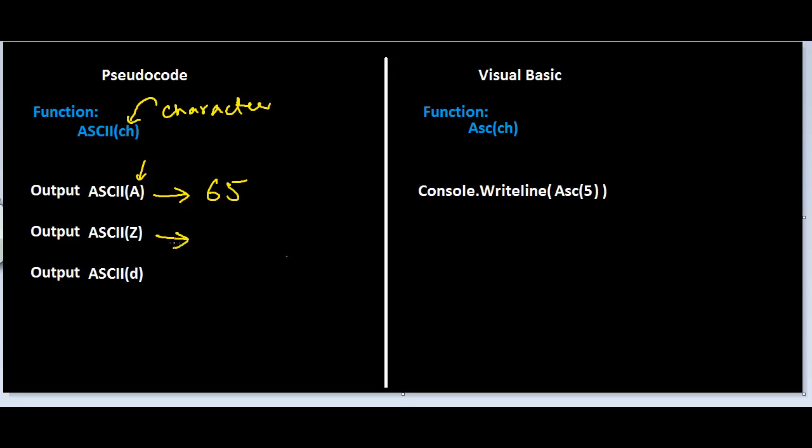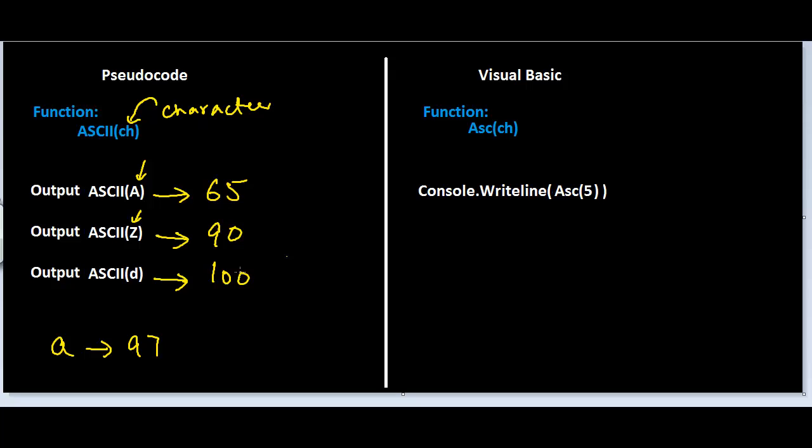In this case we are trying to find the ASCII code of character Z, so 90 is going to be output on the screen. In this case we are trying to find the ASCII code for character small d, lowercase d, and we should remember that for small a the ASCII code is 97. So small b would be 98, small c would be 99, and small d would be 100. So in this case 100 is going to be output on the screen.